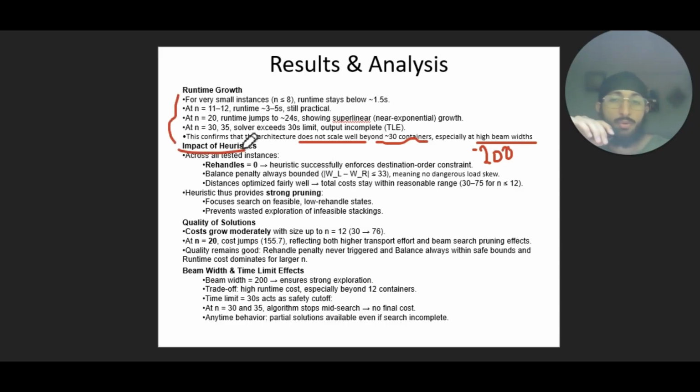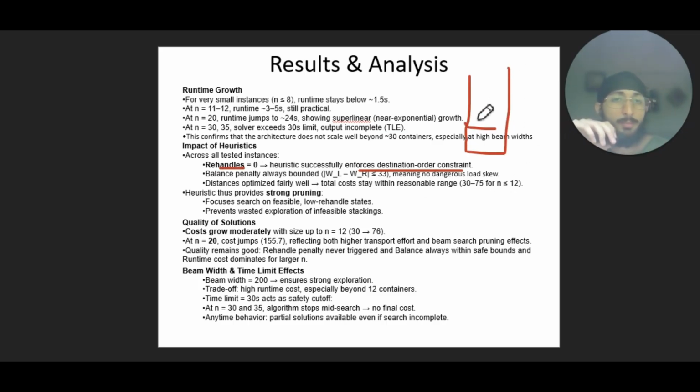And now the impact of heuristics. Across all the tested instances, the rehandles that we have is 0. So the heuristic successfully enforces the destination order constraint. Basically, the number of rehandles, or inversions, would be 0. That means any container that has to be dropped off first is placed more towards the top, and any container which has to be dropped off later is closer to the bottom.